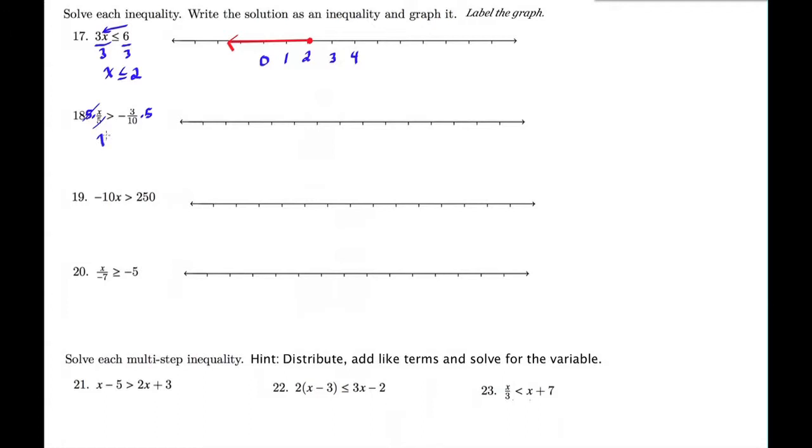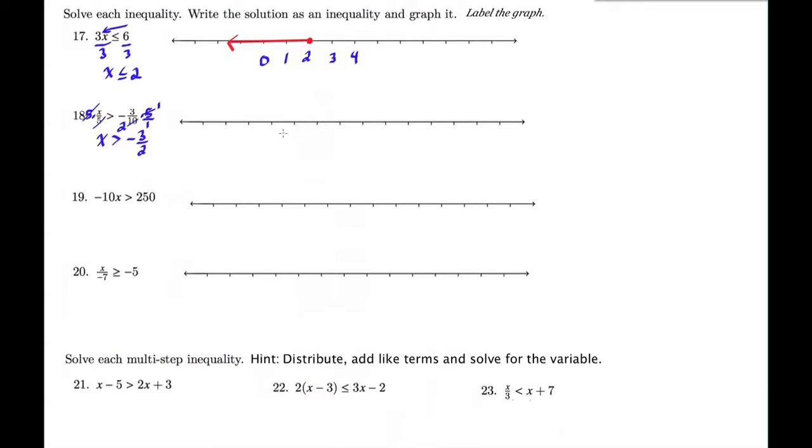So I get x is greater than negative 3/10 times 5. I can write this as 5 over 1. I can multiply this first, but I can also simplify it. So 10 and 5 have a common factor of 5. So I can take a 5 out of top and bottom, and I get negative 3/2 times 1 over 1, which is just negative 3/2.